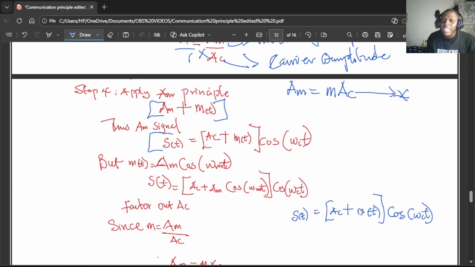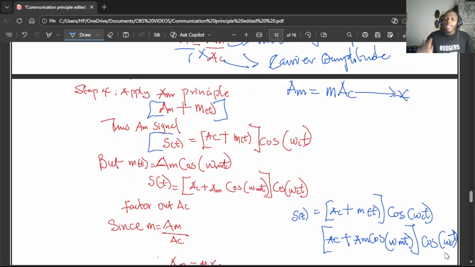Now, instead of using the modulating signal here, impute the equation for the modulating signal into this equation. If you impute it, we simply have Ac plus your modulating signal, Am cos wmt, into cos wct. That's it. Now, are you done?